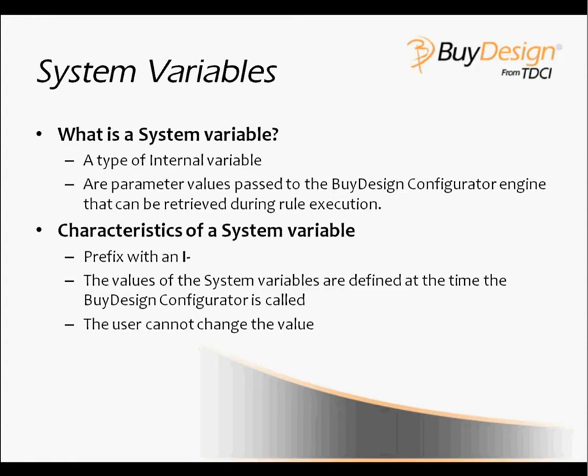So again, I said this is a type of internal variable. The values of a system variable are defined at the time the ByDesign configurator is called, and the user will not be able to change these values. So when the value is passed in, we'll use date as an example. It's going to pass in a system date. It's going to tell you that, hey, you're ordering this on March 10th, 2010. Okay, that's just a reference. You're not going to be able to change that.